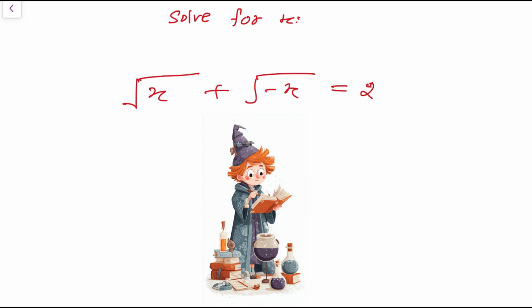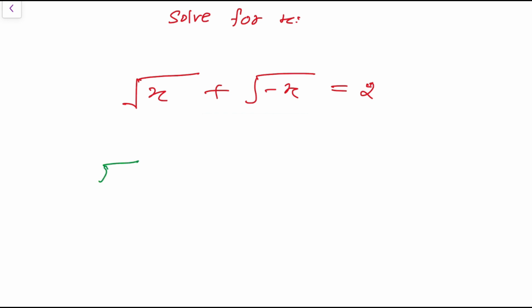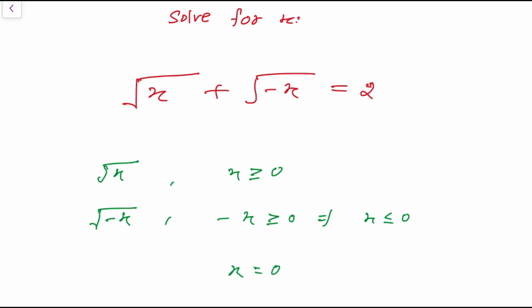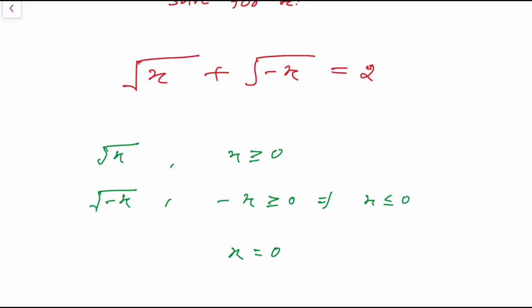The real principal square root, square root of x, is defined if and only if x is greater than or equal to 0. Similarly, square root of minus x is defined if and only if minus x is greater than or equal to 0, which implies that x is less than or equal to 0. Both conditions are true simultaneously only when x equals 0. So the only candidate in the real number solution is x equals 0.